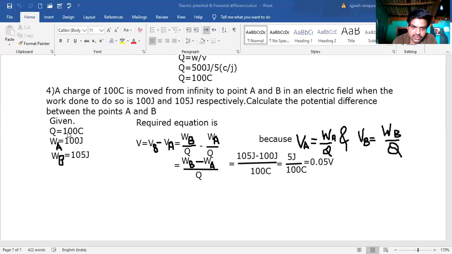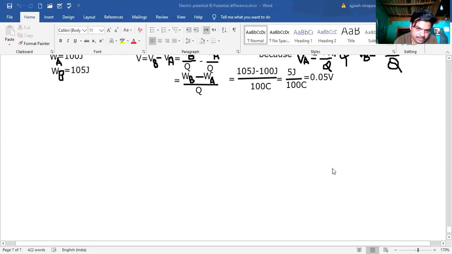So write down what is given. Charge is given. Then the work done to move the charge from infinity to point A is given. Then the work done to move the same 100 coulomb charge to point B is given. In this situation, the equation is V equals VB minus VA, which is WB divided by Q minus WA divided by Q. Taking the LCM, WB minus WA, both given: 105 joule minus 100 joule divided by 100 coulomb. Simplify it, you will get 0.05 volt.